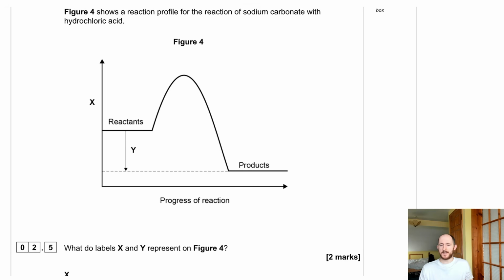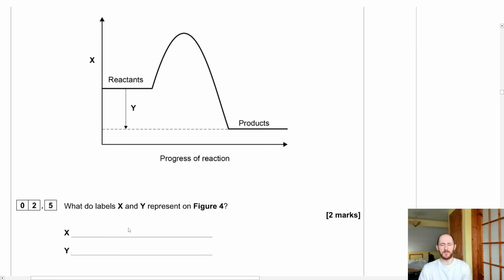We're going to do the next 2 parts together because they basically follow the same kind of style. So this is a reaction profile for sodium carbonate with hydrochloric acid. Remember that this was an exothermic reaction. It tells you at the beginning of the question. We have the reactants, it spikes and then it goes down to a lower something, because we have to say what the something is. So what do X and Y represent?